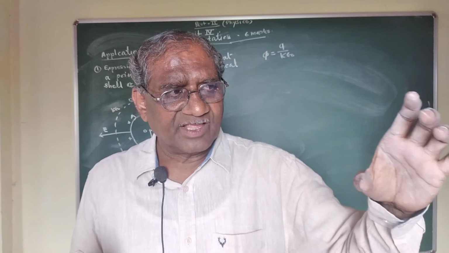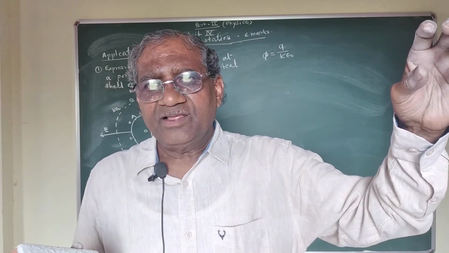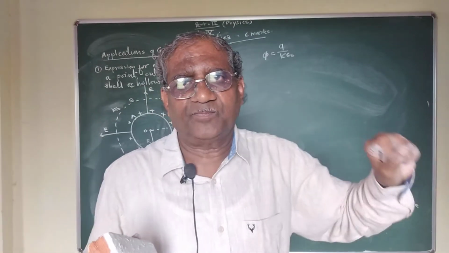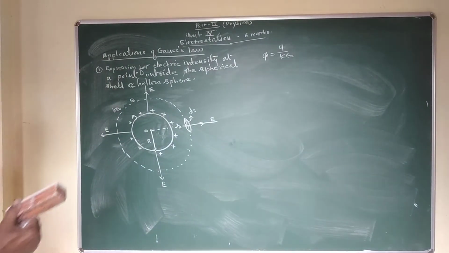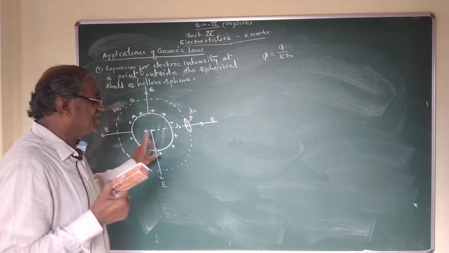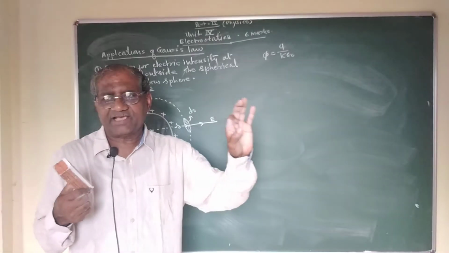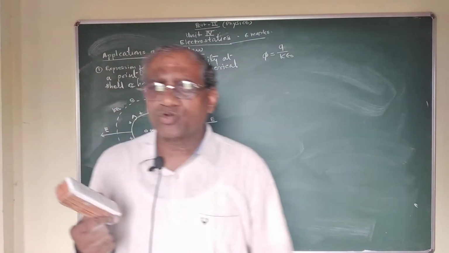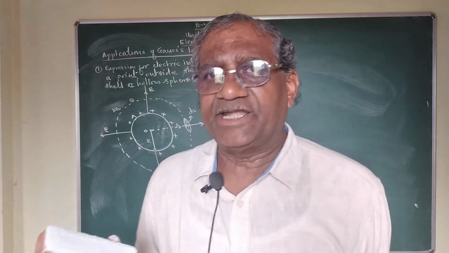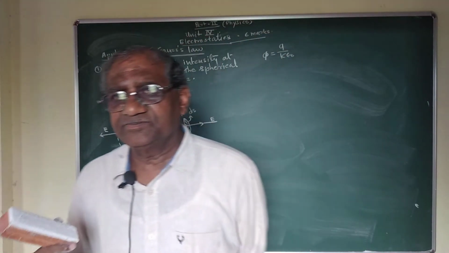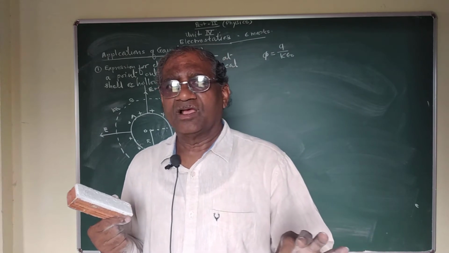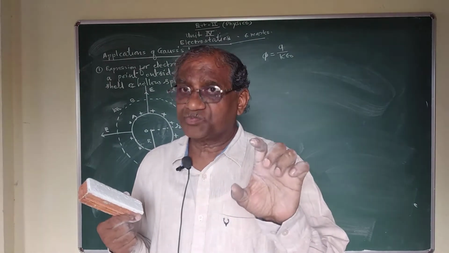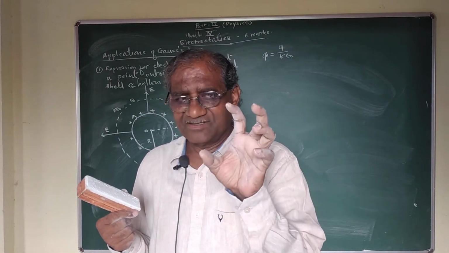So in this way, let me clear these points by constructing a figure. The first application is a charged spherical conductor, a spherical shell. You may be asked this question for 2 marks or it may be 3 marks: derive an expression for electric intensity at a point outside the charged sphere. So we must consider a charged sphere.